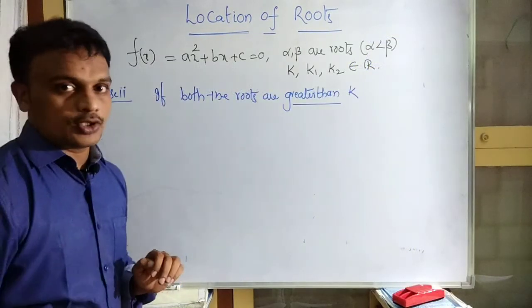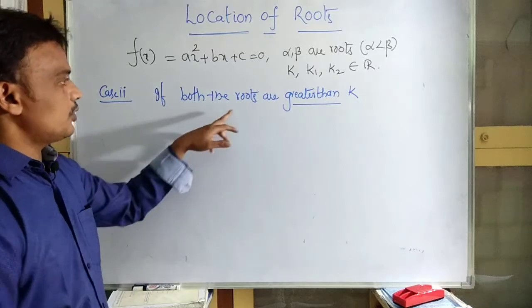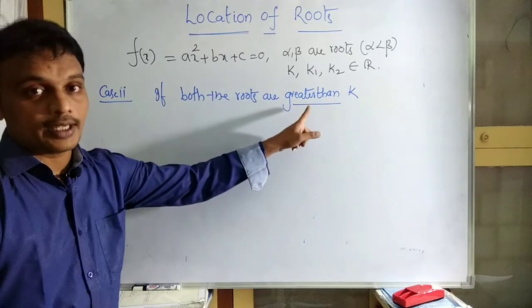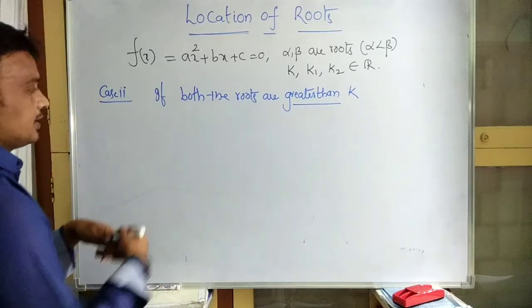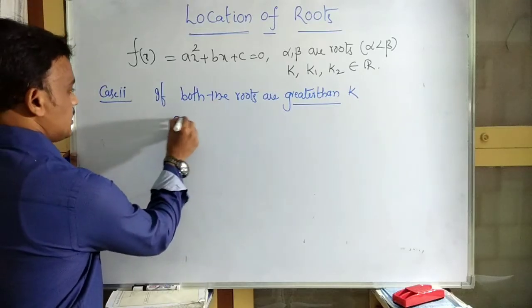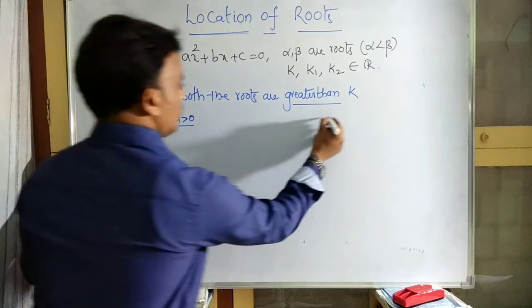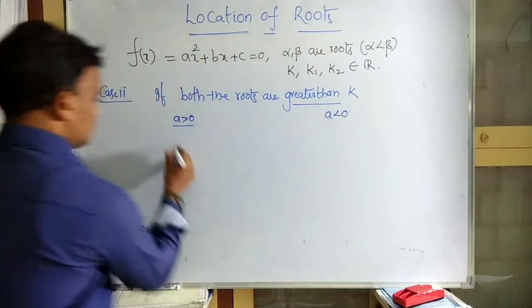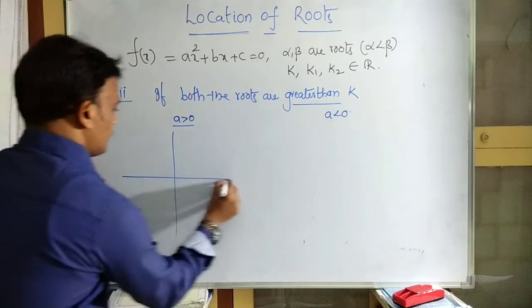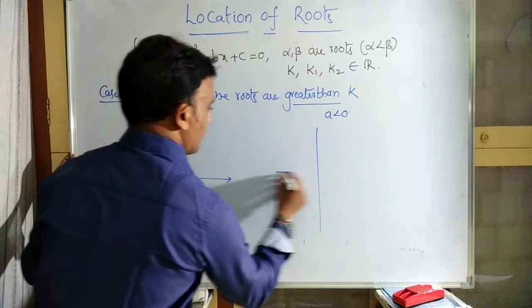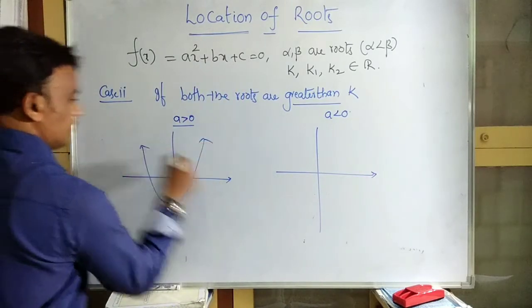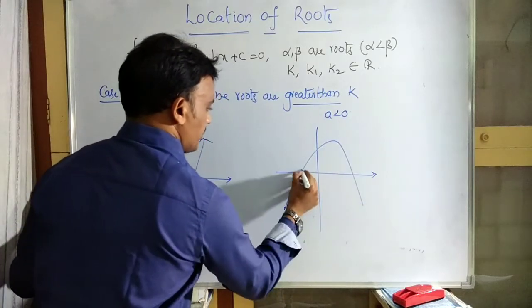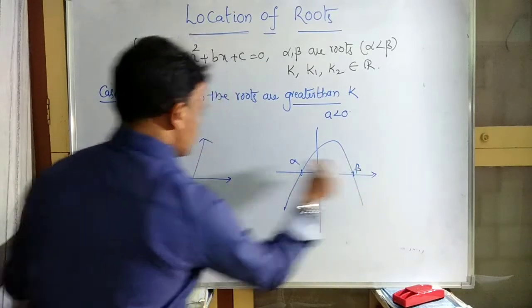Coming to case 2, if both the roots alpha, beta are greater than k, what are your conditions? Again take the two cases, when a is greater than 0 and when a is less than 0. Draw the graph. When a is greater than 0, upward parabola. A is less than 0, downward parabola. Alpha, beta are the roots.